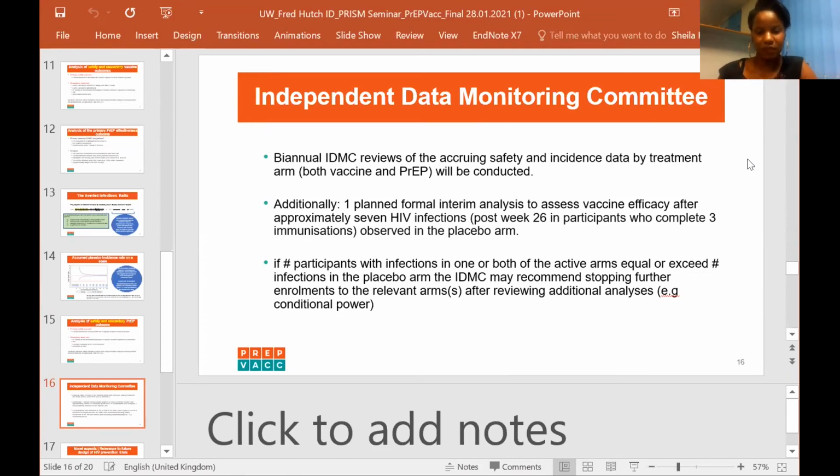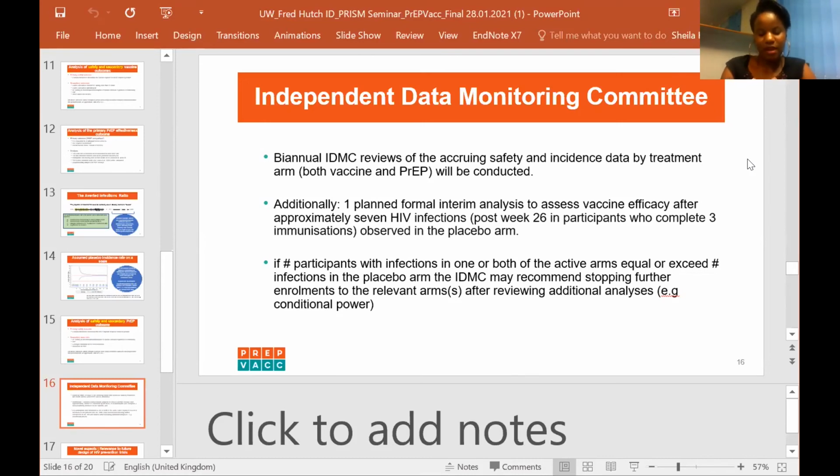the incidence data. There is one planned formal interim analysis to assess vaccine efficacy after we approximately have 7 HIV infections in the placebo arm. At that point, when we have the 7 infections in the placebo arm, the IDMC will look at the number of participants with infections in one or both of the arms.